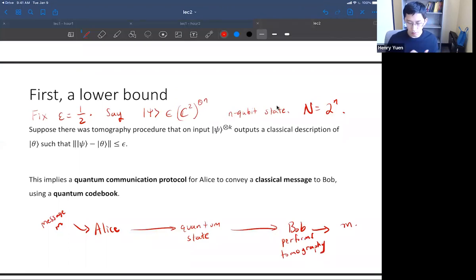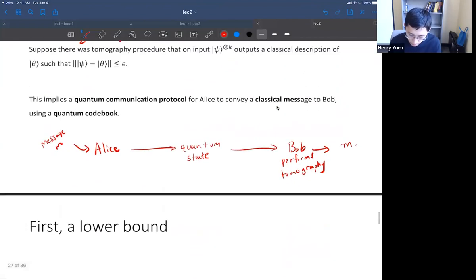And in order for this to work, Alice is going to have some way of mapping messages M into quantum states. And we're going to use some quantum code book idea in order to accomplish this. So what is she going to do?